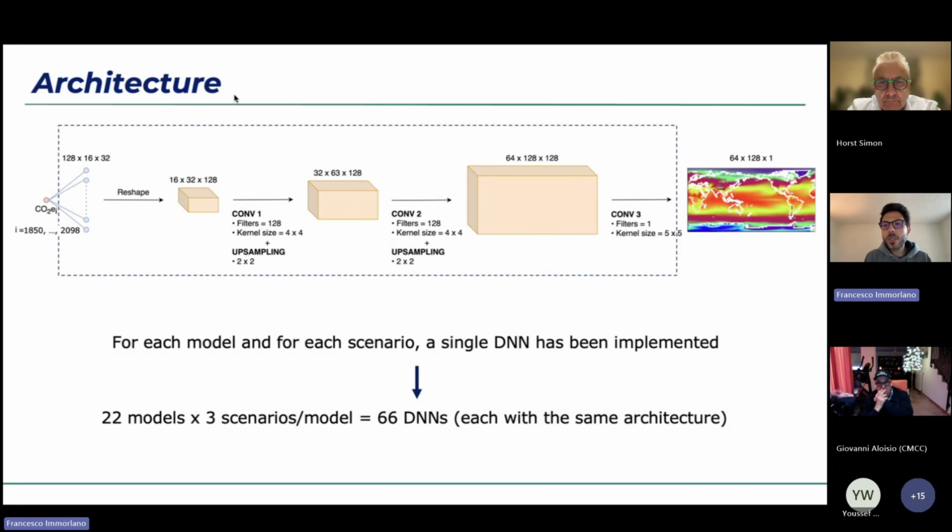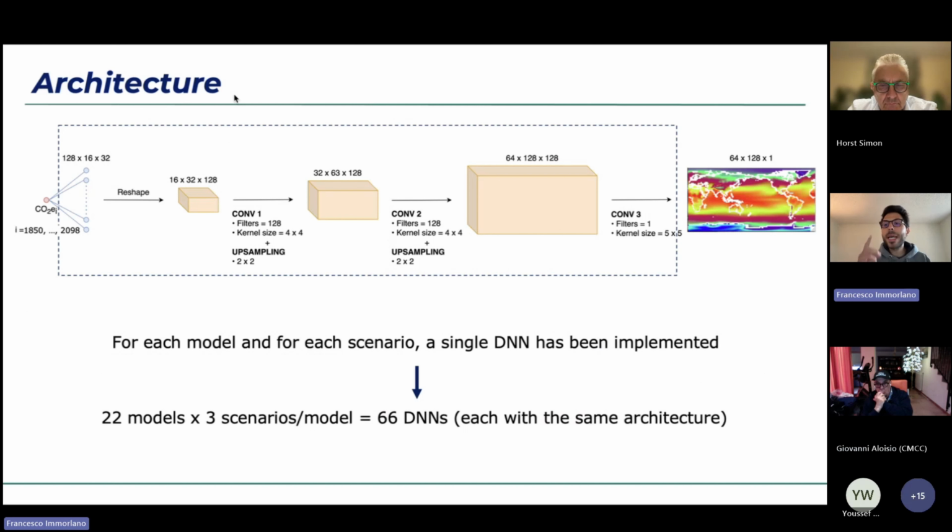This is the architecture that we designed and implemented, and it receives the CO2 equivalent scalar value. Then there's a dense layer, and the output is reshaped. Then there are two convolutional layers, and each one is followed by an upsampling block to reach the size of the target map, which is the one depicted on the right-hand side.